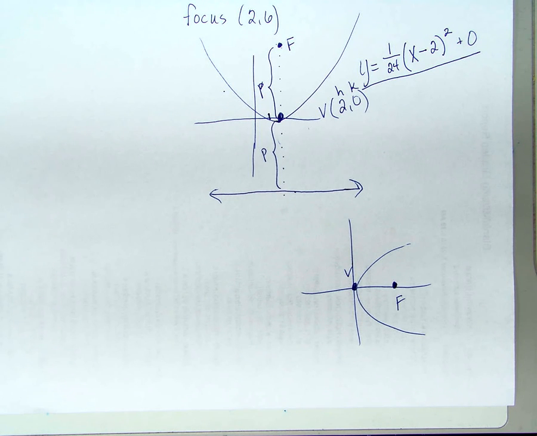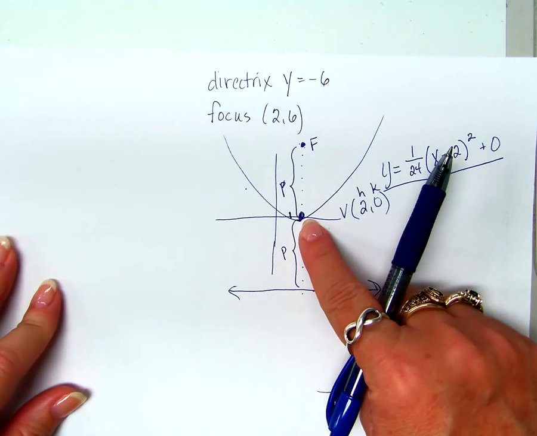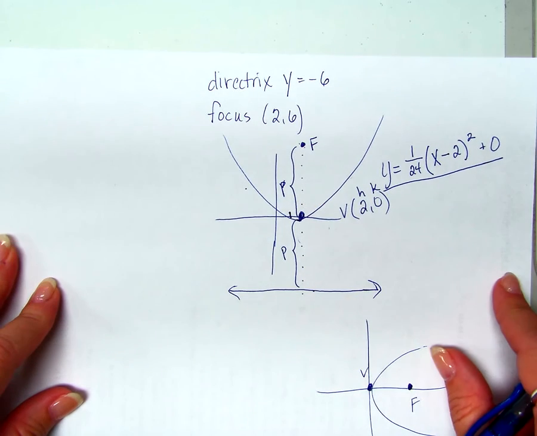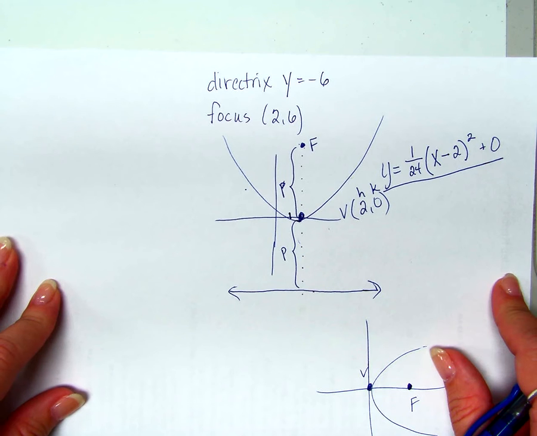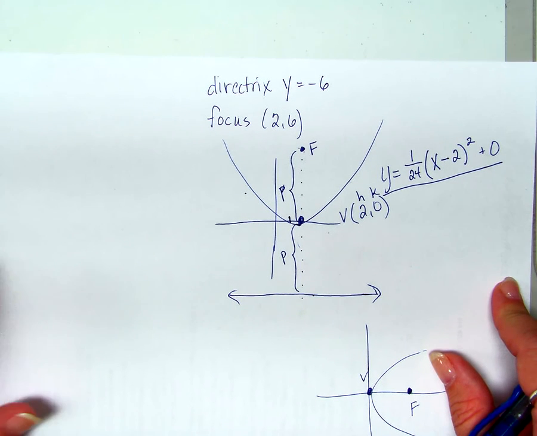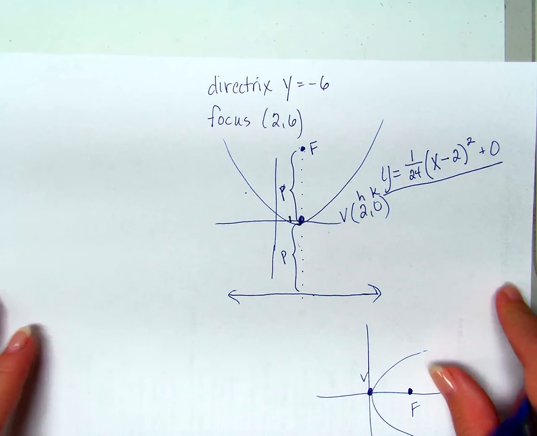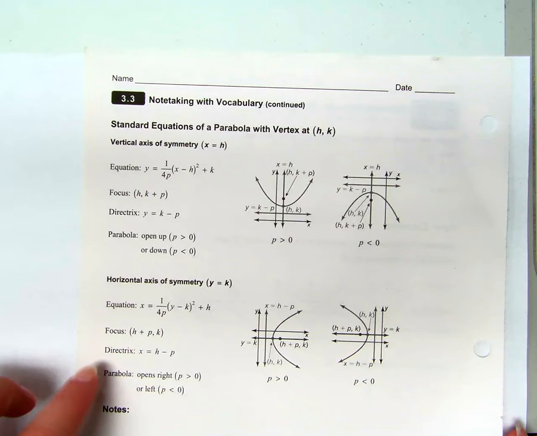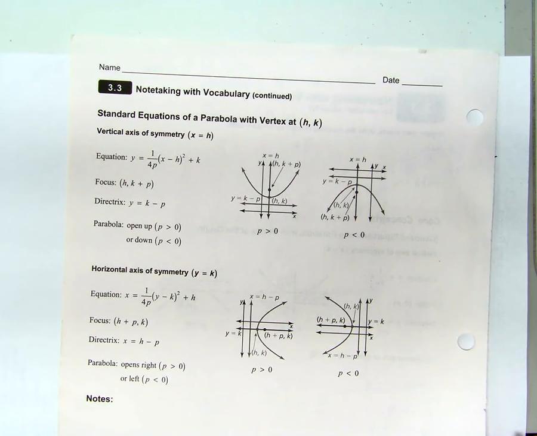How did we know this one opened up when they didn't give us a vertex? They only gave us a focus and a directrix. The parabola has to surround the focus, right? It has to open around the focus. So it's just a matter of looking at it and kind of figuring out, using this chart right here, please refer back to this. This is super helpful.